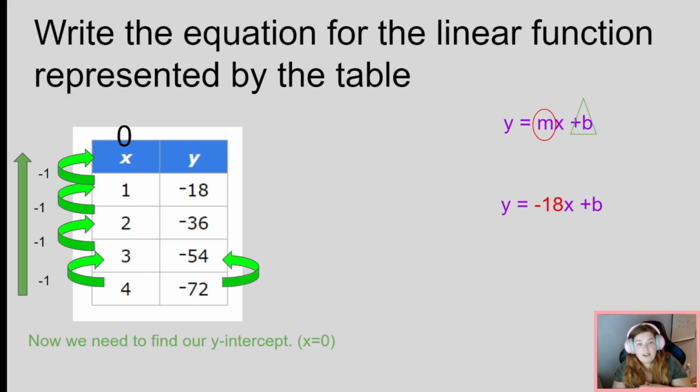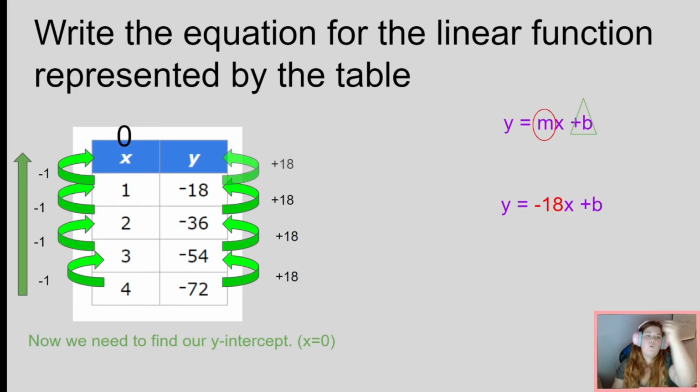I go from negative 72 to negative 54. That's adding 18. We're going to do the opposite of what we just did in the last slope example because we're going the opposite direction. Instead of going from the top down, we're going from the bottom up. So negative 72 plus 18 is negative 54. Plus 18 gives us negative 36. Plus 18 gives us negative 18. And plus 18 one more time is going to give us 0. So in this case, we have a y-intercept of 0, 0.